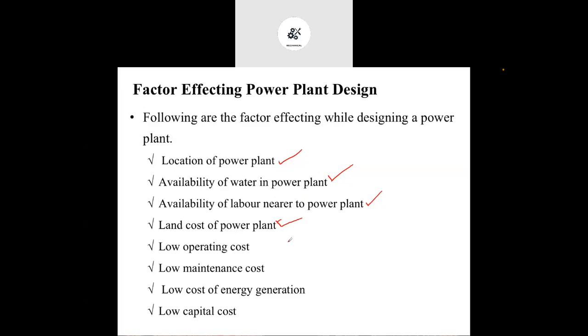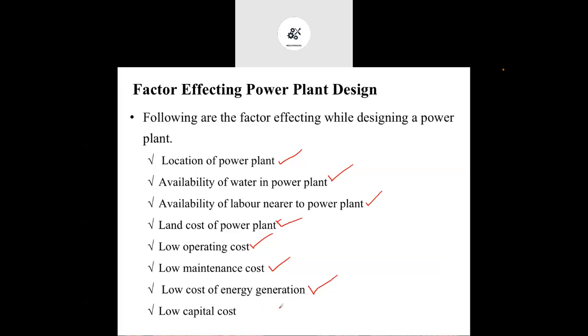Then the land cost of the power plant, as we know, will affect the capital investment of that particular power plant. Then the low operating cost must be there, because it will affect the profit in that particular power plant. Low maintenance cost will reduce the total cost.